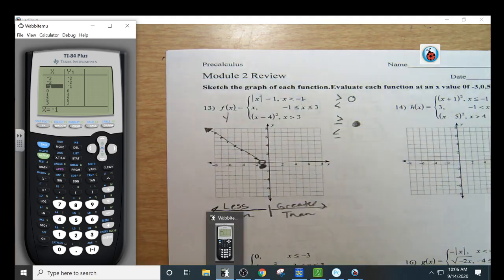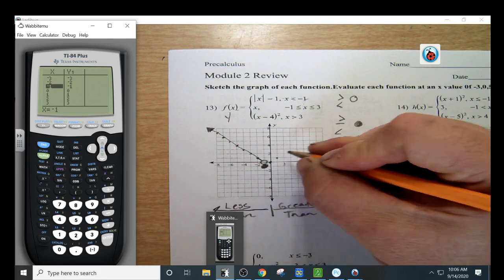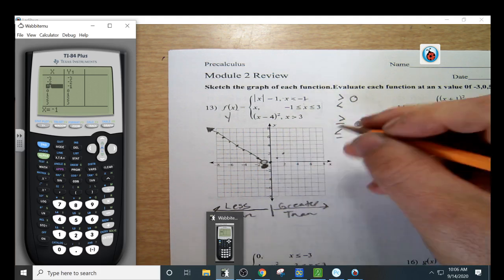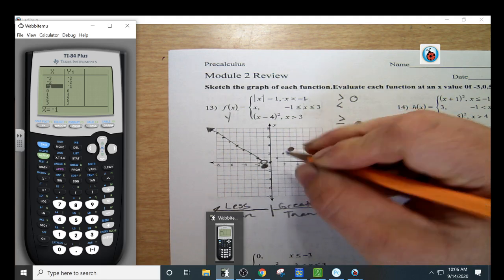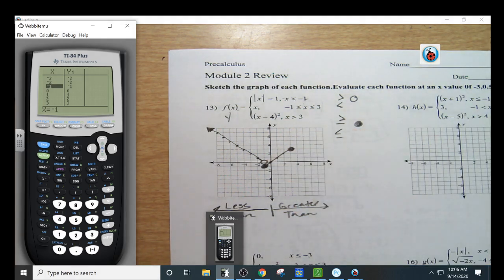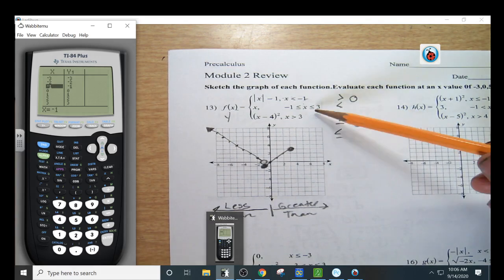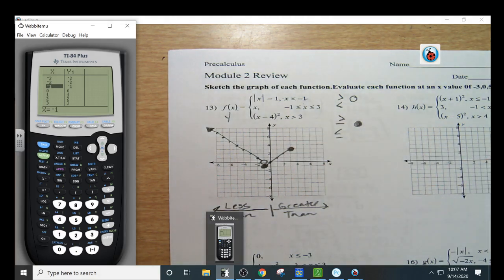All right, now if you go to your table, plot some dots. All right, there's that piece. And guys, notice both of them had equal. It was equal to, so you had a solid dot on each side. Okay.